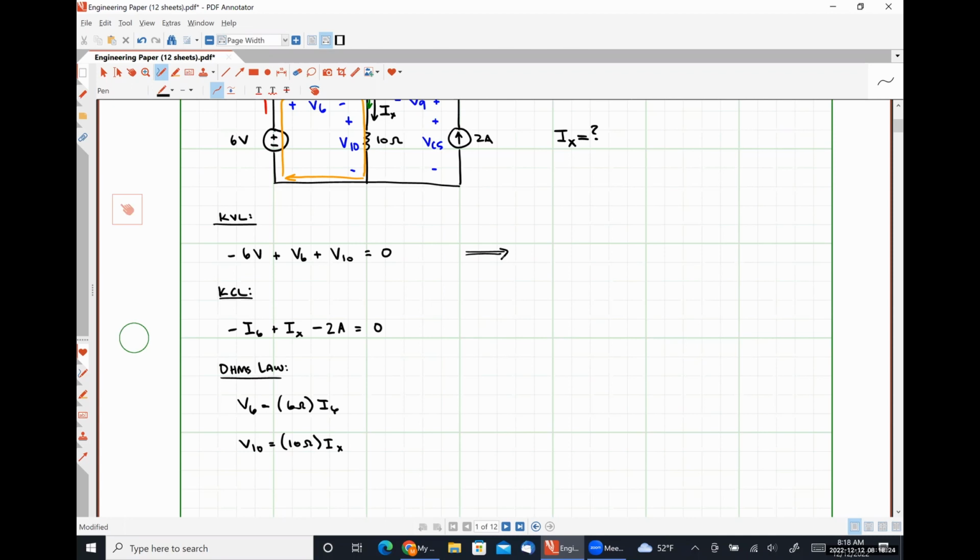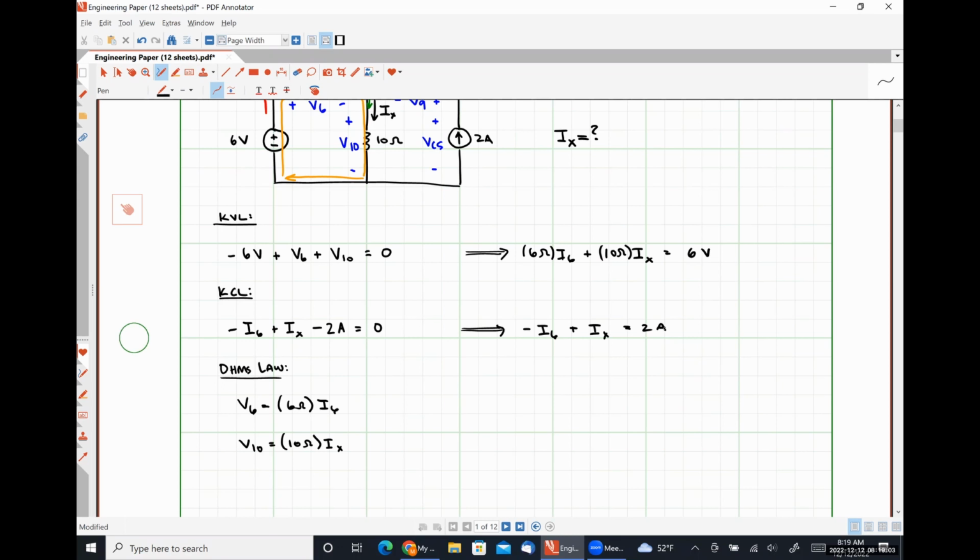So V6, 6 ohms times I6, plus V10, 10 ohms times Ix, will be equal to 6 volts. And slightly rearranging my KCL expression, I will have negative I6 plus Ix is equal to 2 amps. And I now have a system of equations that I can solve.